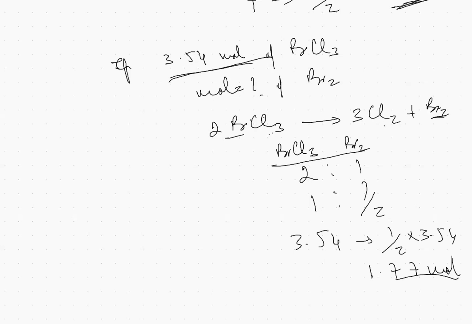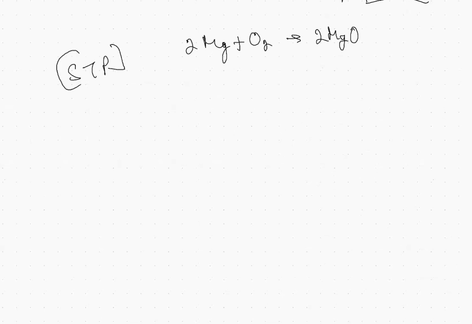Here they have given the reaction 2Mg plus O2 giving 2MgO. What is the limiting reactant? Now here standard temperature and pressure is given. There's a reason for that. We're talking about STP. Think of what happens at STP: 1 mole of any gas would be 22.4 liters.